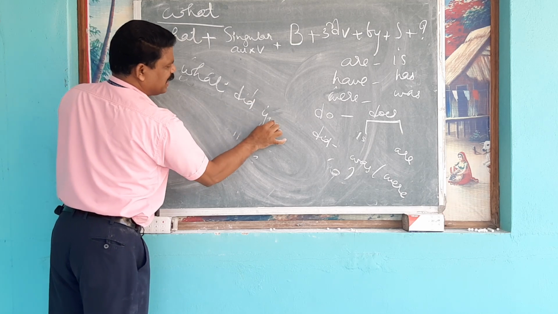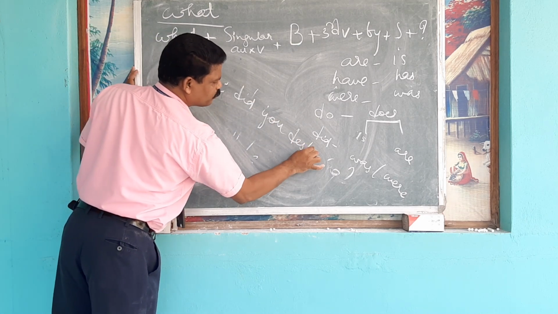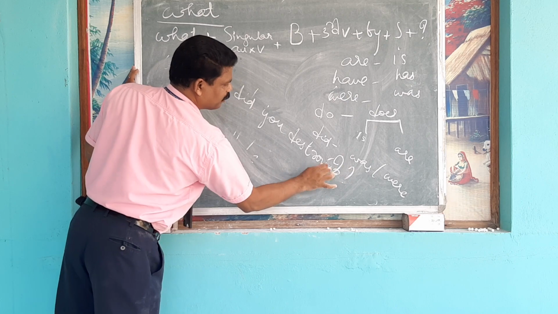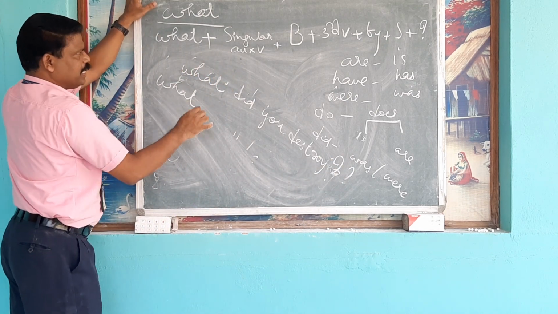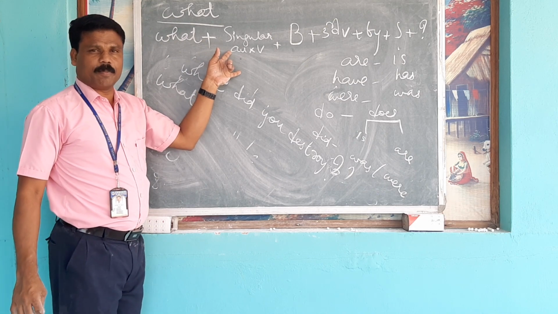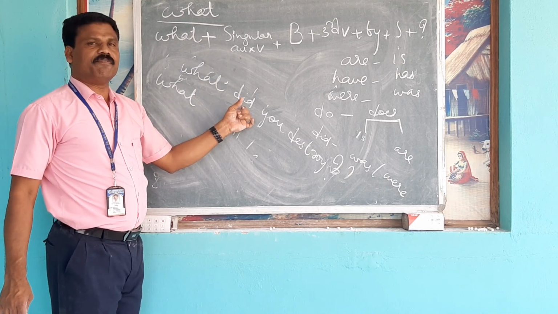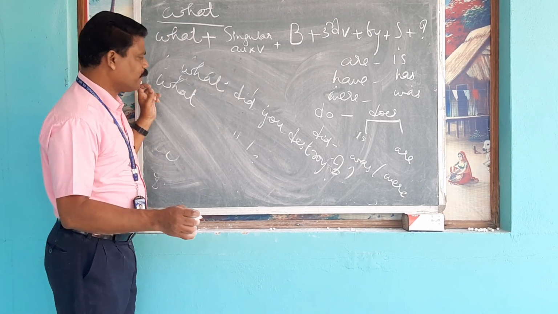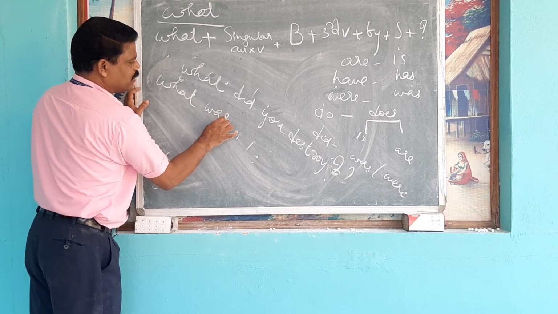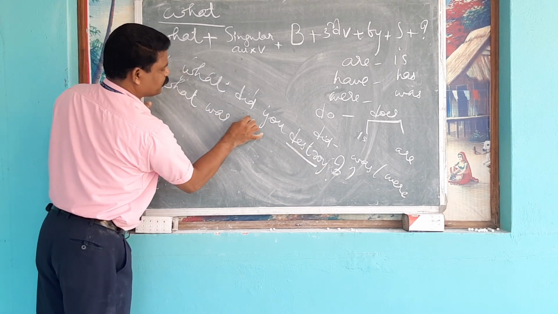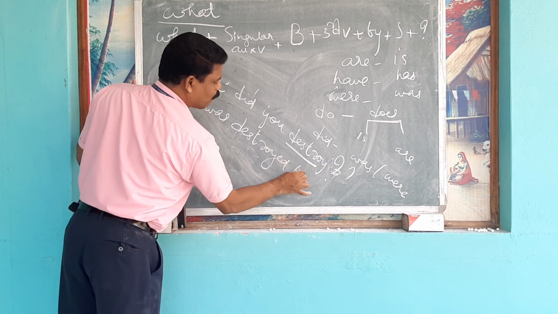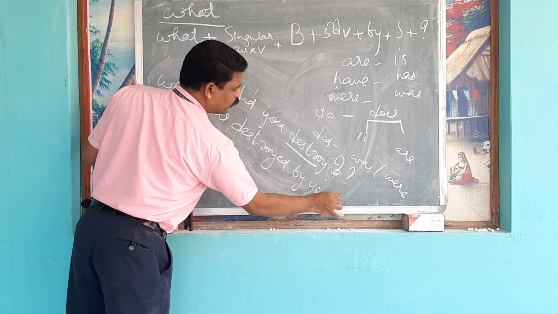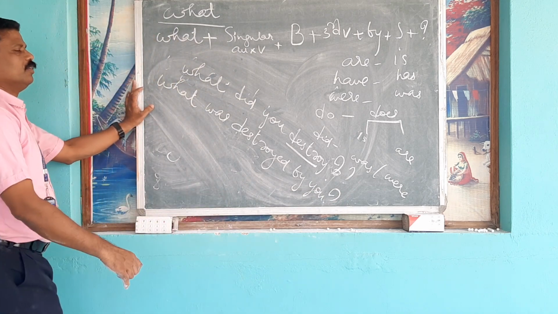What did you destroy? First what, then the singular auxiliary verb. If it is did, did will be replaced by was or were. Singular is was. What was destroyed by you, then question mark. Did you get it?